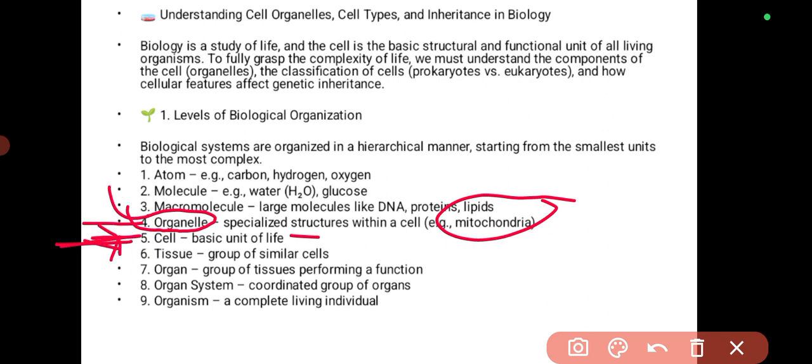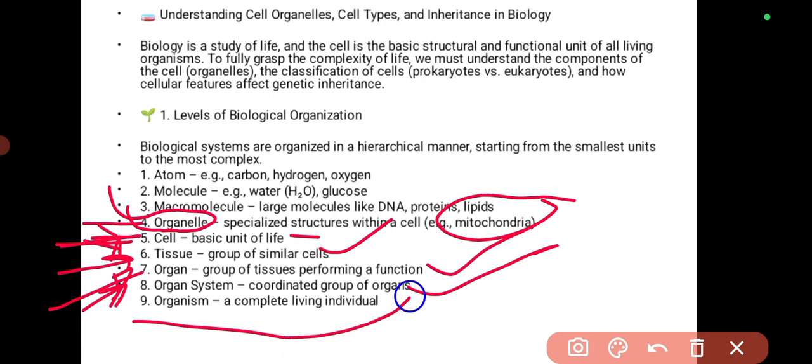Then, of course, when we have many cells functioning together, we have the tissues. That's just a group of similar cells. Then tissues function together to form organs, which are groups of tissues performing a particular function. Then we have the organ system, or just system, which is a coordinated group of organs. Then we have the organism, which is a complete living individual made up of coordinated organ systems that keep him or her alive. All right.